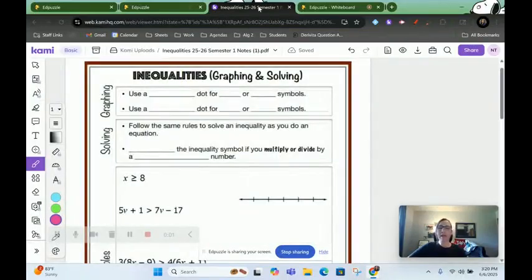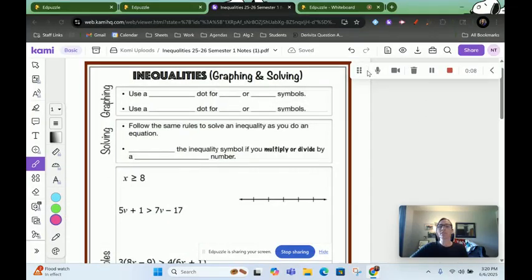Hey guys, welcome back. We are going to spend a few minutes going over some review about our inequalities, what they are, what they look like, how to graph them on a number line, how to solve them, and all of those kinds of things. So a lot of this is going to be review. So buckle in. Here we go. We're going to do some math and we're going to be excited about it.